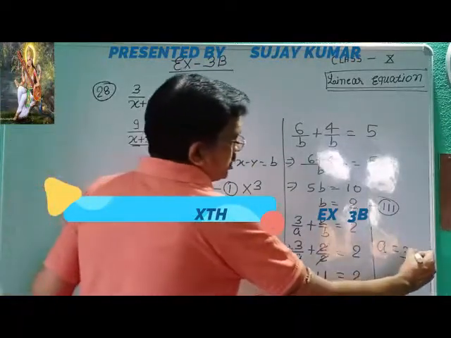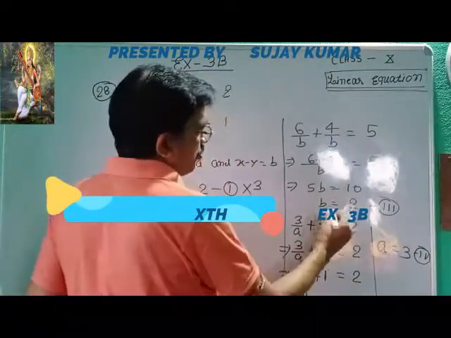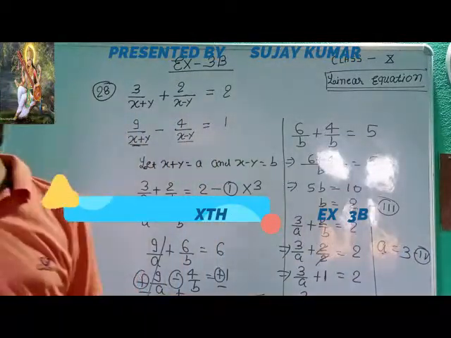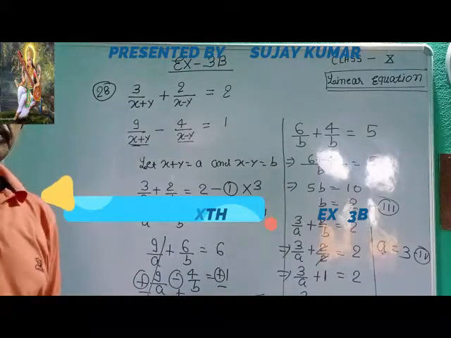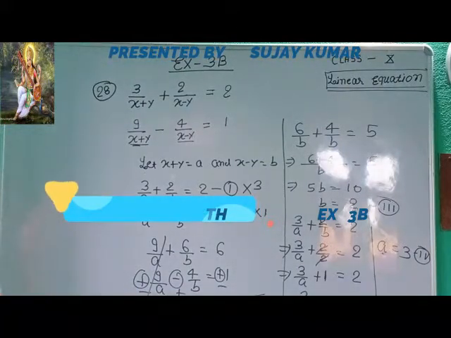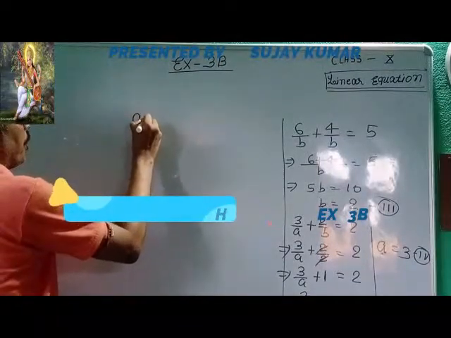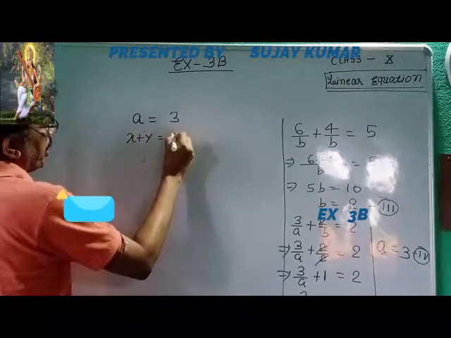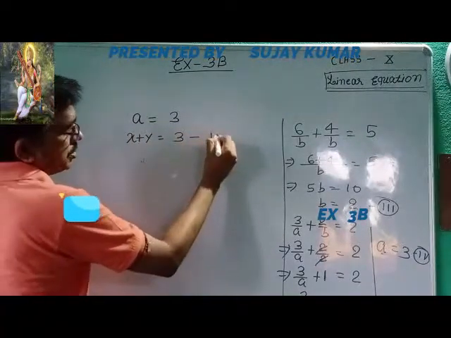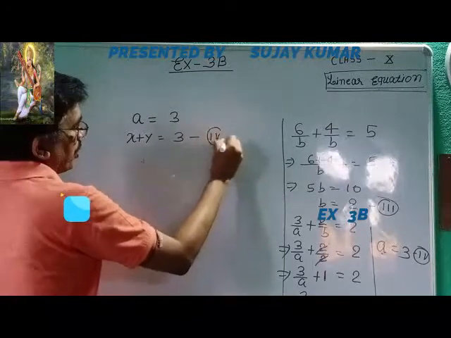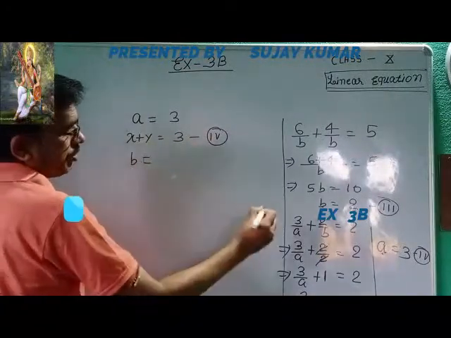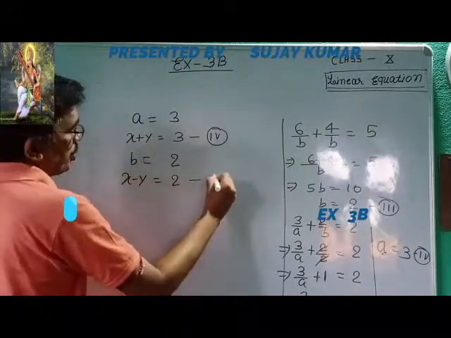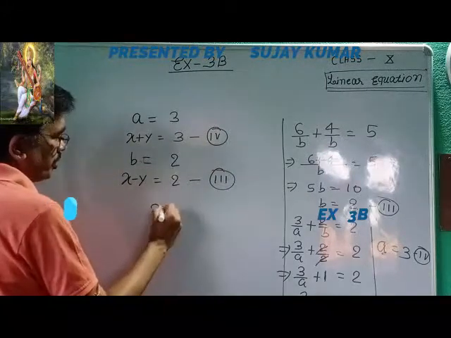Dear student, b is equal to 2 and a is equal to 3. Now substitute their values in the equations. Now a is equal to 3 and a is x plus y, that is x plus y is equal to 3. It is equation 4. And b is equal to 2 and b is x minus y, so x minus y is equal to 2. It is equation 3. Now solve these two equations.